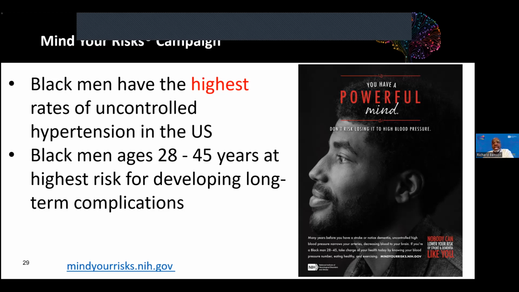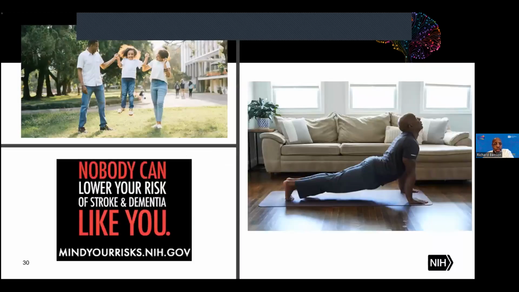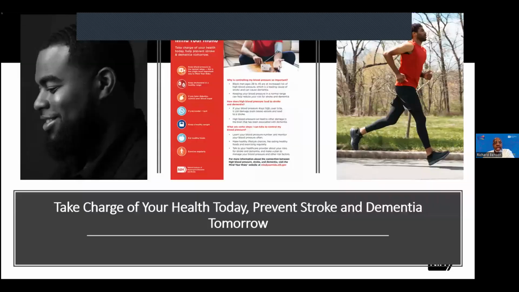One of our taglines is, you have a powerful mind, don't risk losing it to high blood pressure. That was one that worked well. The other one was, nobody can lower your risk of stroke and dementia like you. And then these images of active individuals exercising. These were images and taglines that seemed to motivate our demographic population to make changes in their behavior.